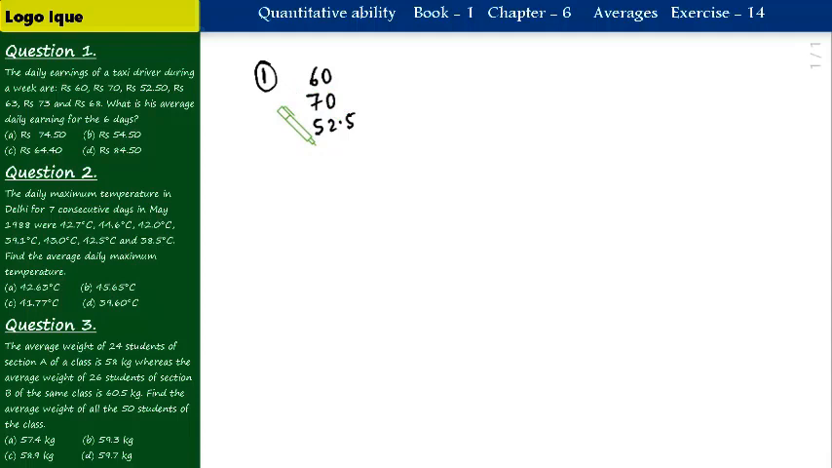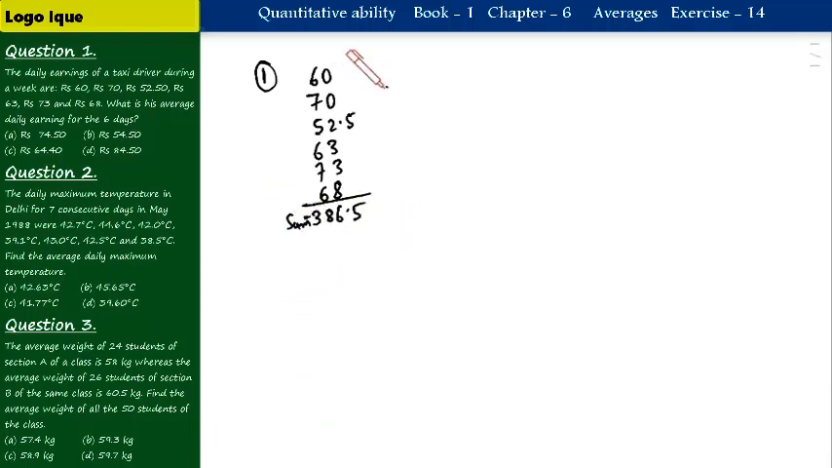I'm writing them like this so that it's easier to add. 63, 73 and 68. If you add all of them, you will get 386.5. And we know this is the total sum, right? So sum is equal to 386.5.